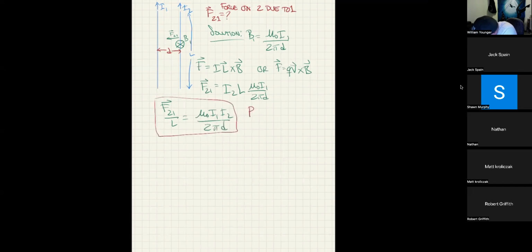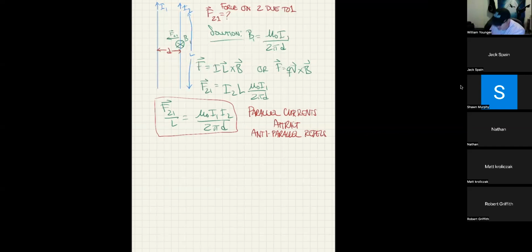So parallel currents attract. And you can use the same reasoning to show that anti-parallel currents repel. Okay. So that's a new rule that we learned, so, sort of.